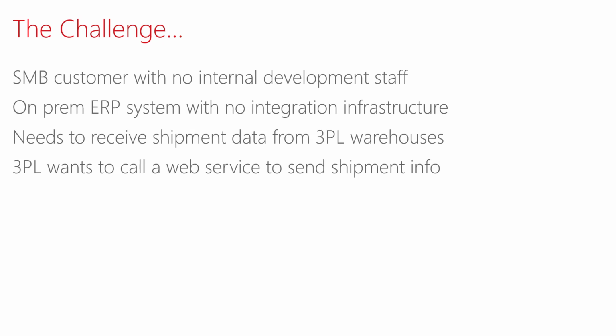A small business customer with no internal development staff that uses an on-premises ERP system with no existing integration infrastructure needs to receive shipment data from their 3PL warehouses. And that 3PL warehouse company has asked to call a web service in order to send the customer shipment information. So every time a shipment goes out, they want to send the order information, the items that were shipped, and tracking information. So how can we solve that problem?